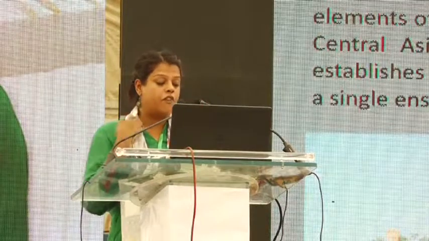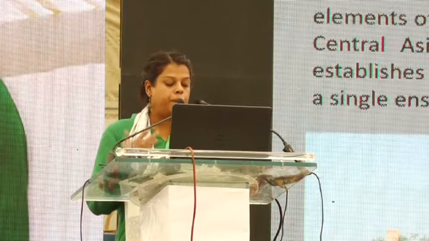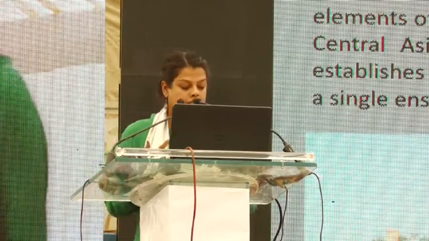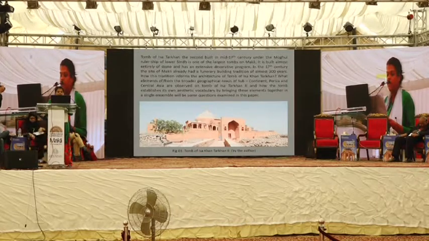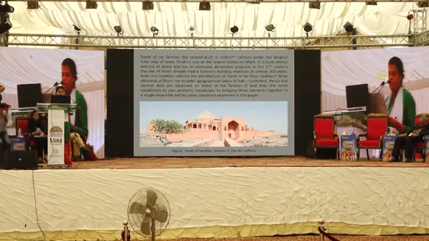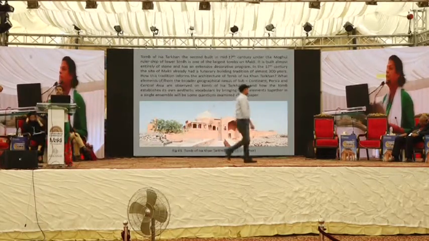How does this tradition inform the architecture of Isa Khan Tarkhan? What elements from the broader geographical nexus of the subcontinent, Persia and Central Asia are observed on the tomb of Isa Khan Tarkhan, and how does the tomb establish its own aesthetic vocabulary by bringing these elements together in a single ensemble? These are some questions that I have investigated in my paper and will try to present them.